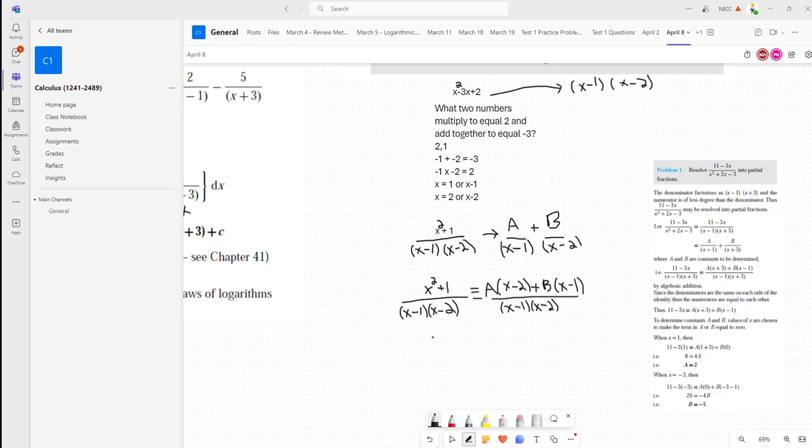So once we have common denominators, we can set this equal to x squared plus 1, and this bar. Then we have a(x minus 2), right, and then plus b(x minus 1), okay, in brackets.